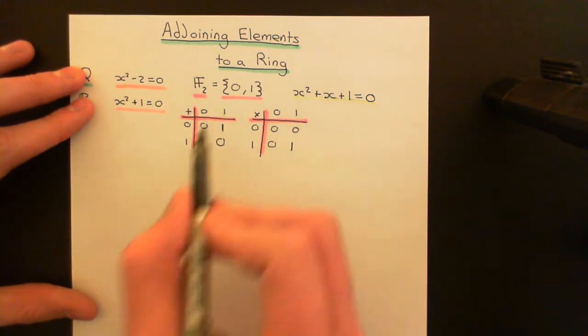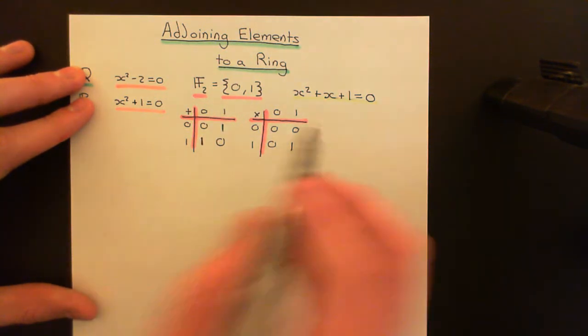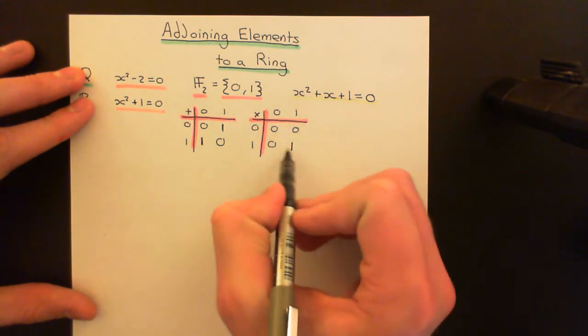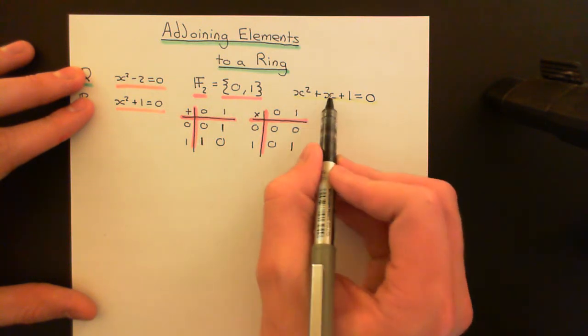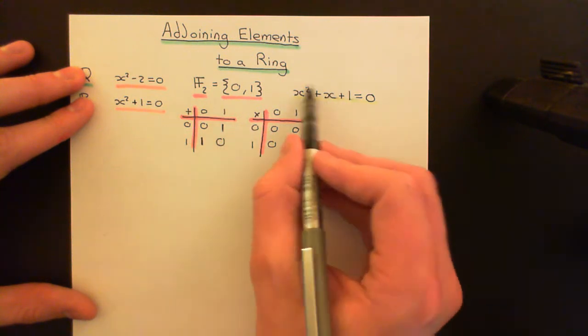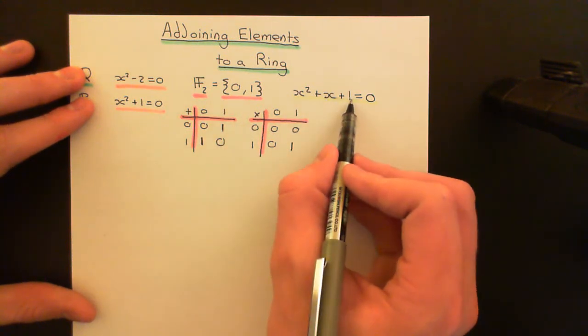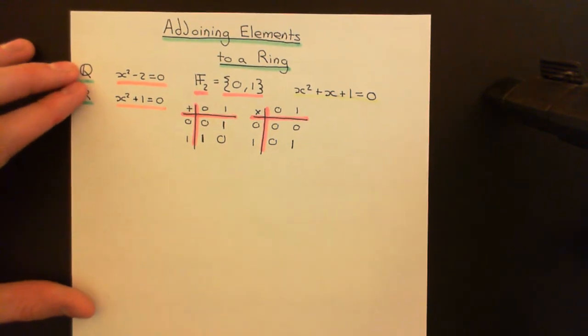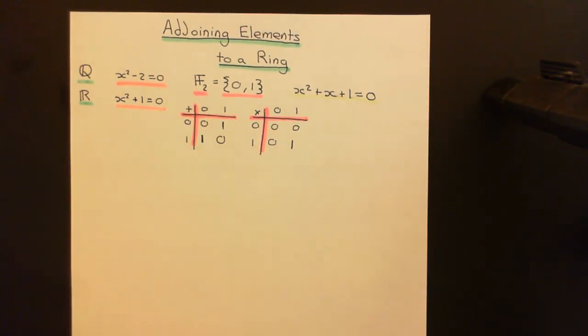Now let's try the other element of this field here, which is 1. So if we put in 1 here, we'll have 1 squared. 1 squared is 1, so we'll get 1 there, then we'll add on another 1. 1 plus 1 is 0, so we'll get 0 here, and then we're adding on 1 to 0, so again we'll get 1. So 1 does not satisfy that polynomial equation either. Okay, so there is no element in this field that satisfies that equation.